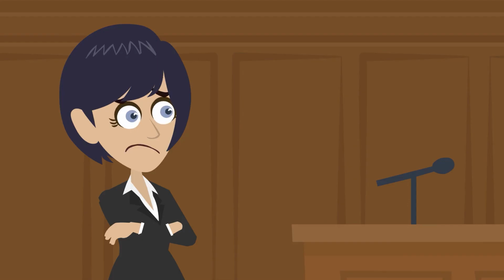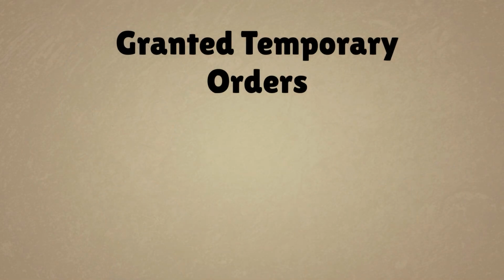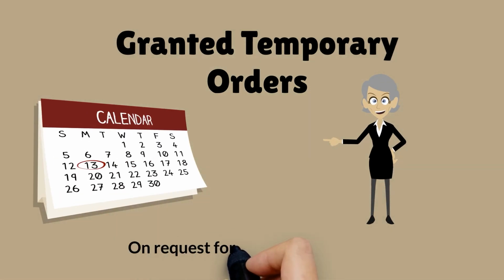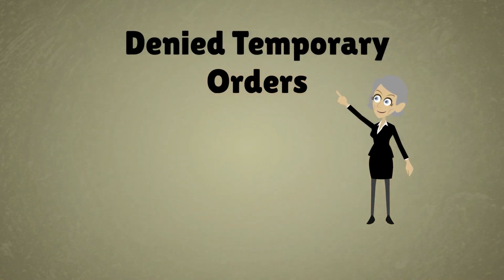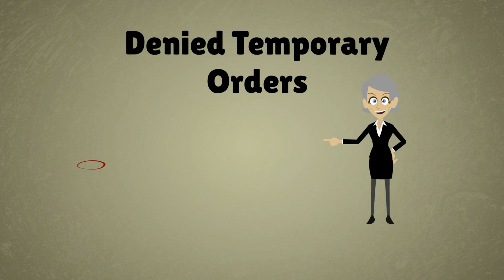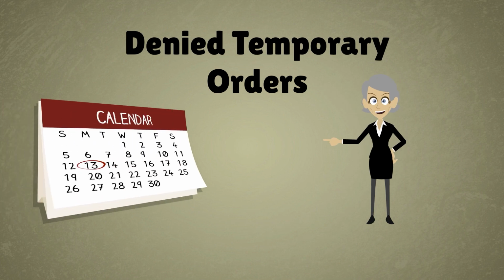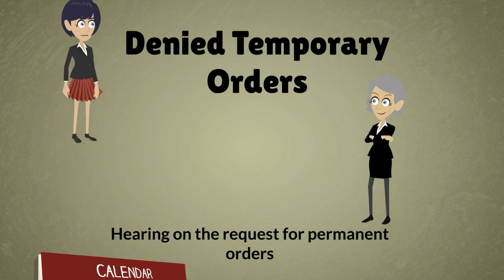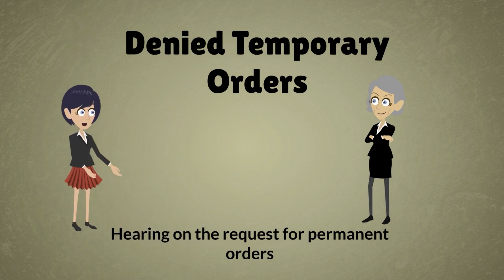If the family law judge does grant the temporary orders, the judge will set a hearing date on the request for permanent orders. If the family law judge does not grant the temporary restraining order, the family law judge will normally set a hearing on the request for permanent orders on the assumption that the plaintiff may be able to still make his or her case at the permanent restraining order hearing.